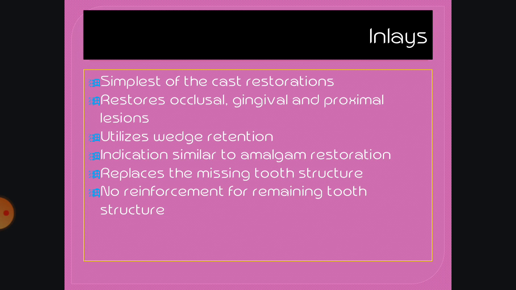Indications of inlays are usually similar to all amalgam restorations. That is, you can give inlays for class 2 cases, class 1 cases, class 3 cases, and class 5 cases. Usually, we won't give inlays for class 4 cases. Class 3 is specifically related to the distal aspect of canines. If you make it on a lateral incisor or central incisor, aesthetics will be compromised. So usually it is given onto the distal aspect of the canine.